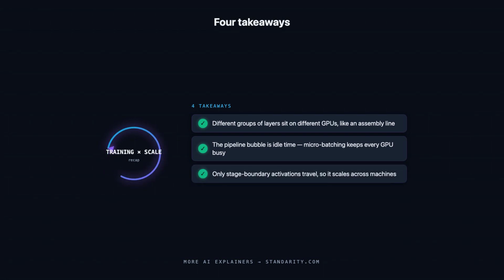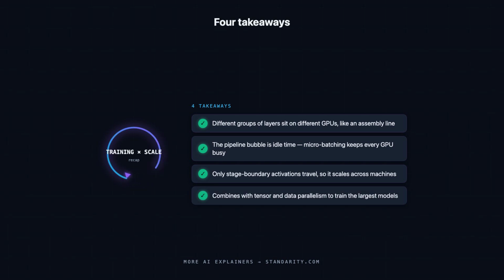Because only the activations at stage boundaries travel between devices, its communication stays light, letting model size scale across many machines even when the links between them are slow. It usually teams up with tensor and data parallelism to train the very largest models on Earth.